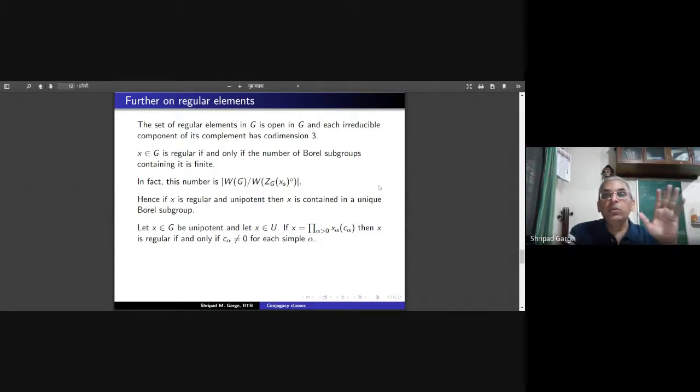This is equal to the quotient of the orders of two Weyl groups. One is the Weyl group of G, the other is the Weyl group of the connected centralizer of the semisimple part of X. So you take the connected centralizer of the semisimple part of X, and compute its Weyl group. It's a subgroup of the Weyl group of G because you can assume that there is a common maximal torus in both of them, and therefore you compute the quotient of the Weyl group of G by this subgroup. That cardinality is precisely the number of Borel subgroups containing the regular element X.